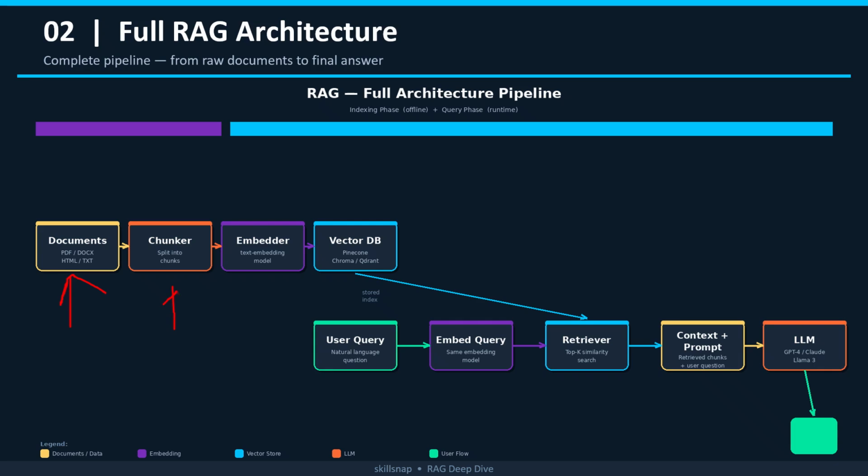For example, take a full line like "RAG full architecture pipeline." This is a full sentence. The chunker will split this sentence into different levels of blocks or chunks. Basically, they are known as chunks or tokens.